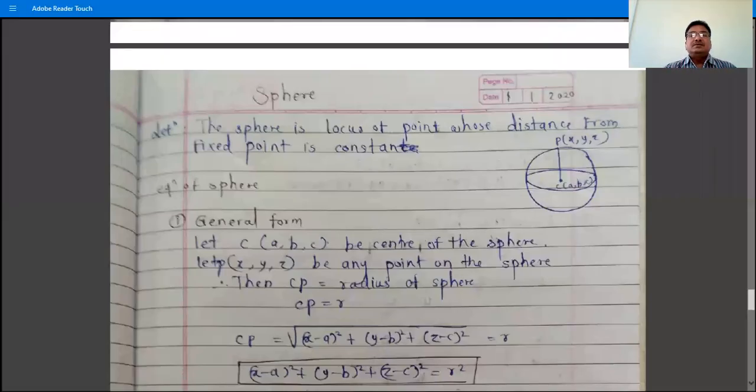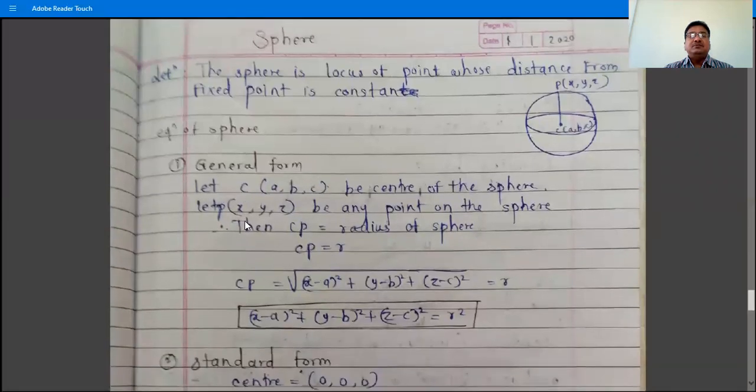Next chapter is sphere, the last topic, the last chapter of this paper. The definition of sphere: the sphere is a locus of a point whose distance from a fixed point is constant. And the constant distance is called the radius of that sphere.